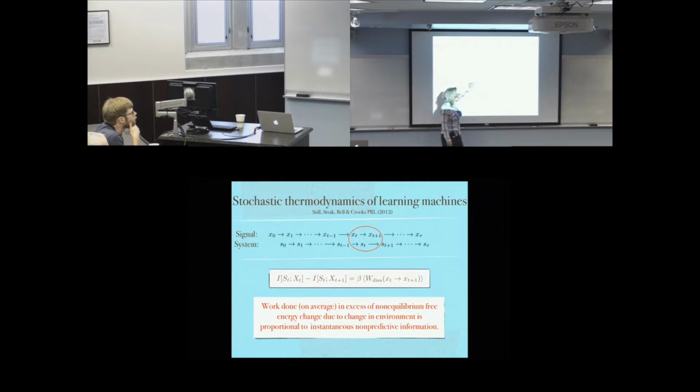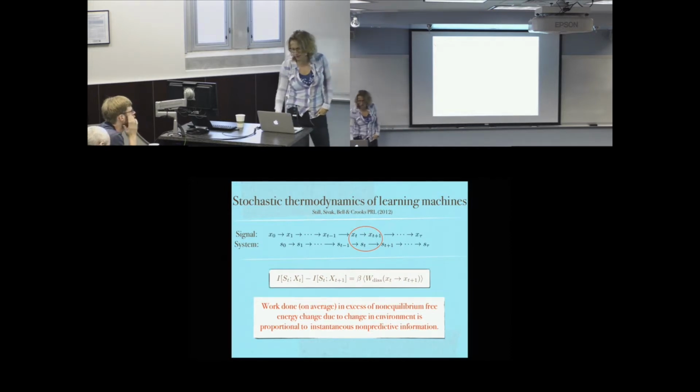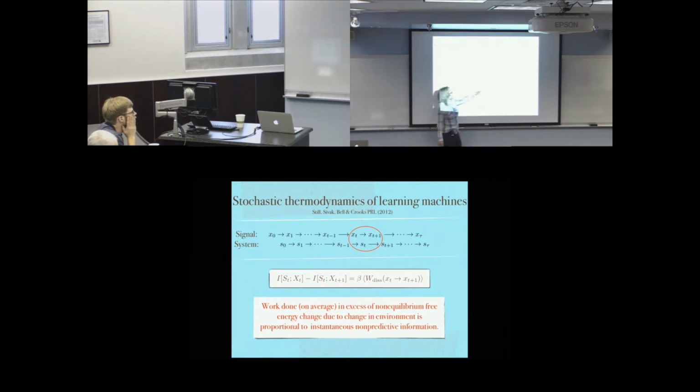Instantaneous non-predictive information is the same as physical dissipation. So work that cannot be used anymore to do anything with in the future is the same as information that cannot be used to predict the future. Now, W_dis is not in these slides, but it is in the paper and in many other slides. I didn't want to put too much detail. Angle brackets is expectation value. So the W_dis here in this formula is actually the work done in excess of non-equilibrium free energy change.